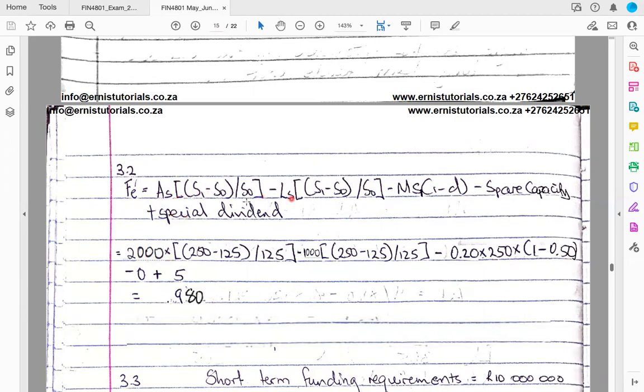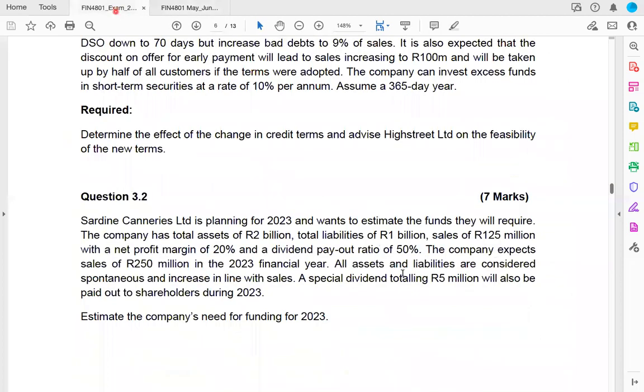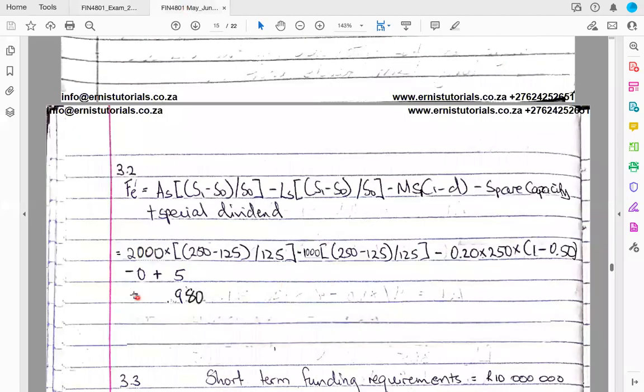making sure we substitute the assets and liabilities carefully, changing the billions into millions. 2 billion in millions is 2,000 million. 1 billion in millions is 1,000 million. Substitute everything correctly, and then we get 980 million as the funding required. Just remember how to account for spare capacity: we subtract it and we add the special dividend. In this particular case, we are dealing with millions, so just remember to write 980 million there.